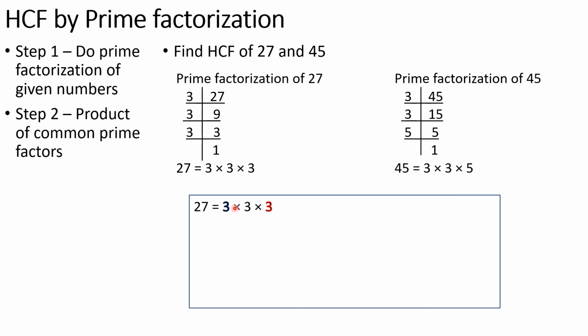Now we will write the prime factorization of 27 and the prime factorization of 45 here. Now let us see which prime factors are common. Yes, this 3 is common and one more 3 is common. So we will write 3 two times, 3 into 3. It means HCF equals 9.